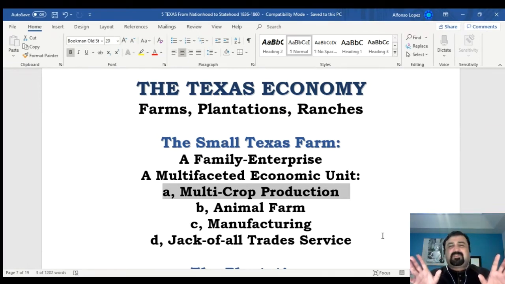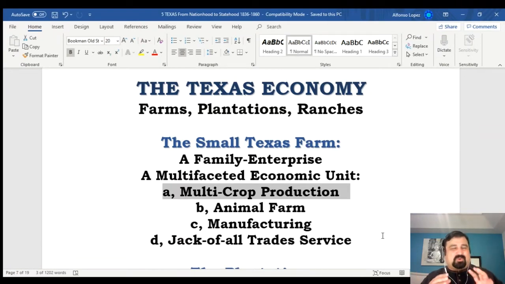And the idea is very simple: in the case that one crop fails, for example, wheat, okay, for some reason the weather was not proper this year, etc., okay, it failed. Well, you still have some other crops on the side that you can actually live off of for that year. You have the corn, the vegetables, etc. You diversify. In other words, it's a multi-crop production. So this is typical of the Texas small farm.